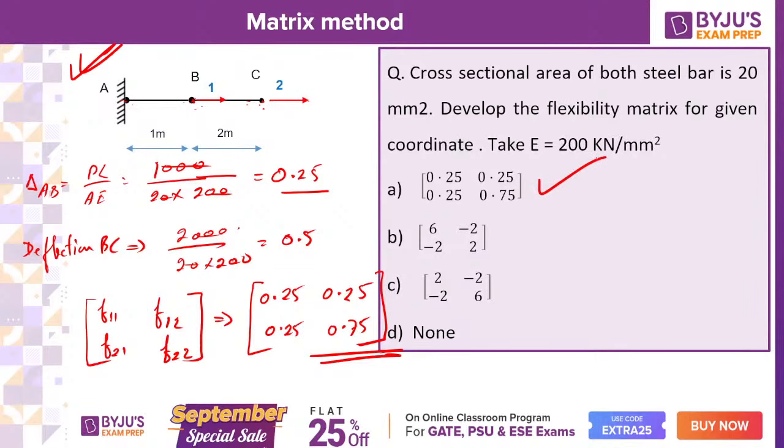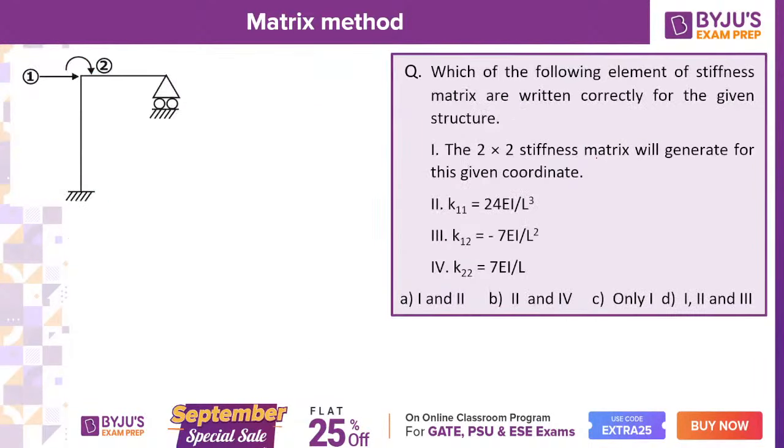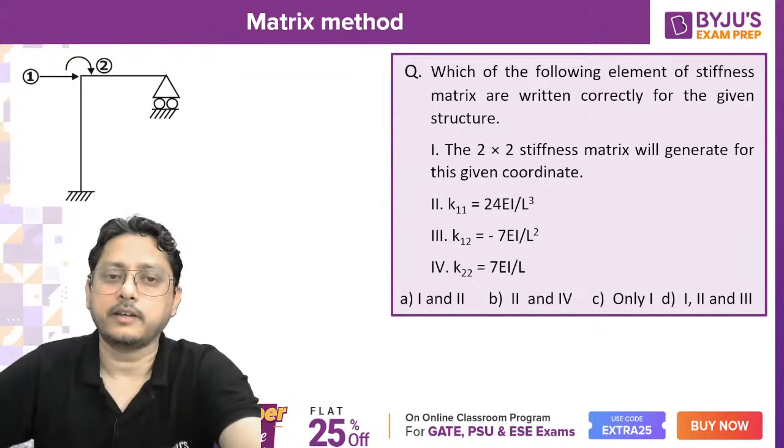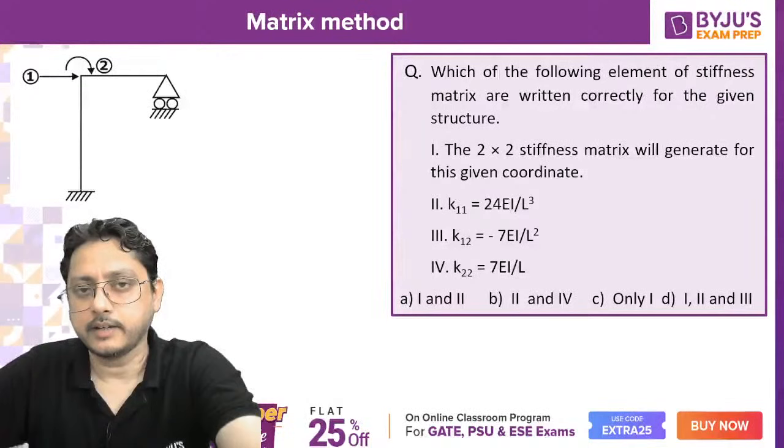Hence option A is correct. Next one. Which of the following elements of the stiffness matrix are written correctly for the given structure? Which one is correct here?